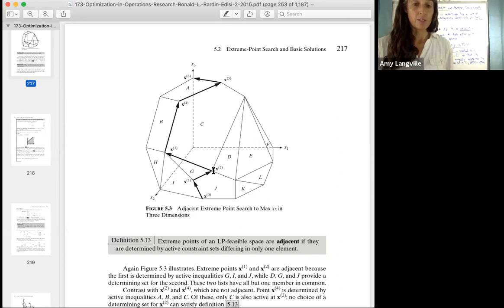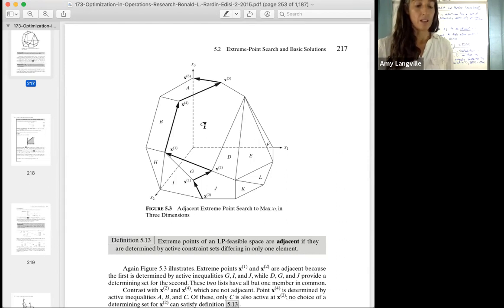So they're not adjacent, and let's just check that that's true from the definition. x2, its active constraint set is G, J, D, and C, and x4's is A, B, C. So they don't differ by just one element. They're quite different.